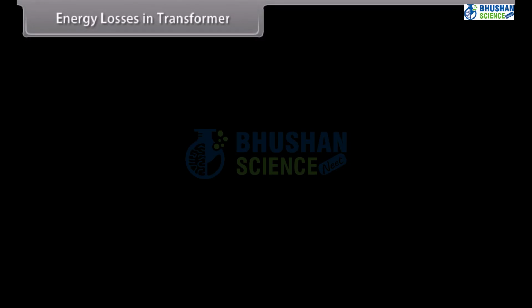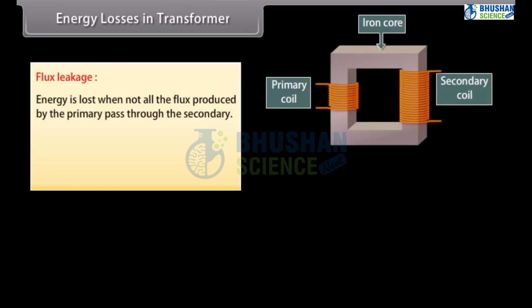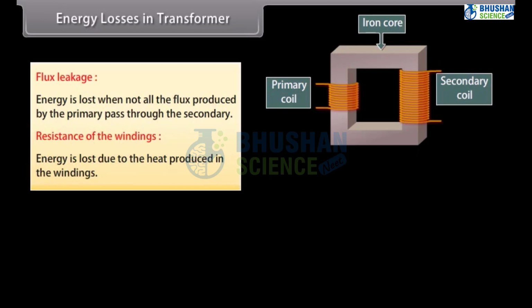Energy losses in transformer. There are some energy losses in transformer as following. Flux leakage. Energy is lost when not all the flux produced by the primary pass through the secondary. This loss can be reduced by winding the primary and secondary coils one over the other. Resistance of the windings. Energy is lost due to the heat produced in the windings. This loss can be reduced by using thick wires.